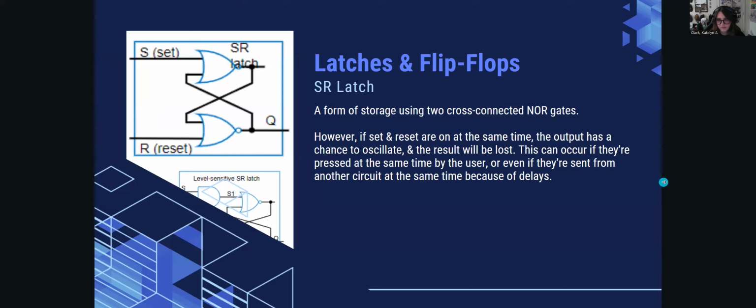But the issue with these is that if set and reset are clicked at the same time, meaning set to 1 or reset to 0, the output Q has a chance to oscillate because you'll be getting inputs from both. So if this is on and this is on, then that means this should technically be going on to here, which would then make this fall, and it just gets messy. And that can happen in multiple cases, not only if the user error processes at the same time, but if the delay is weird.